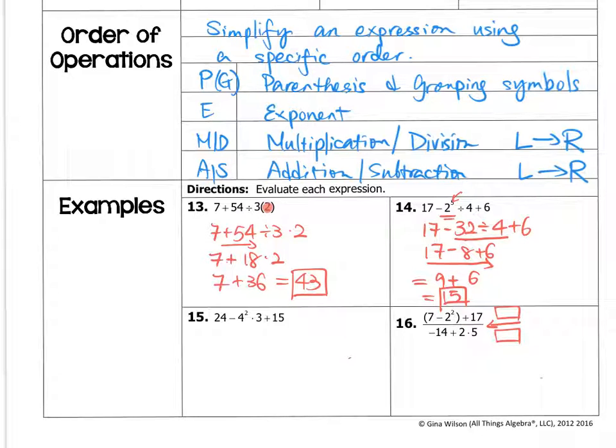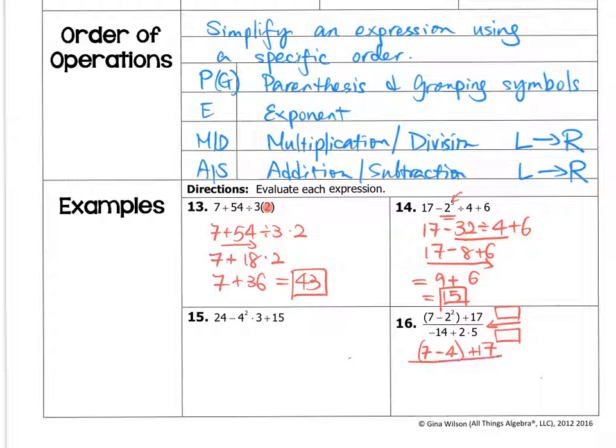The upstairs is 7 minus 2 squared, parentheses, plus 17. So we have to start with the P. We have to take care of what is inside the parentheses. So if it's 7 minus 2 squared, I have to take care of the E now. So I'm using the PEMDAS rules twice. So 2 squared, 2 times 2 is 4. That's my parentheses. The rest of it comes down.